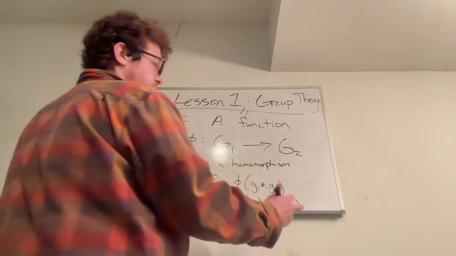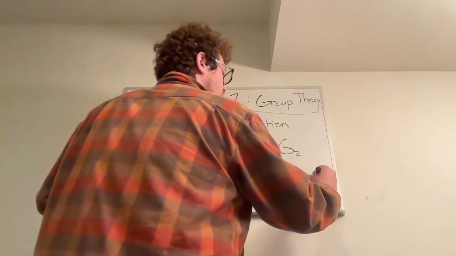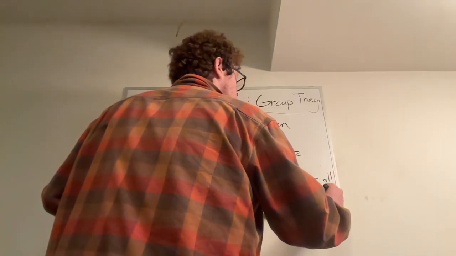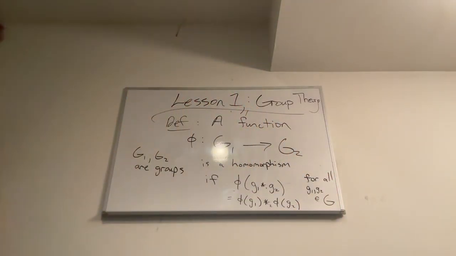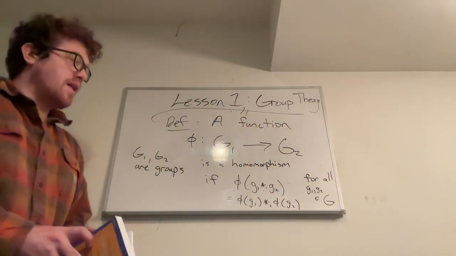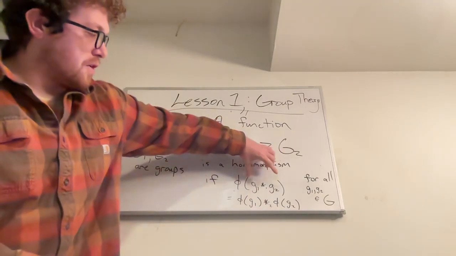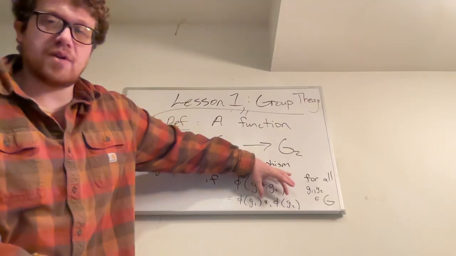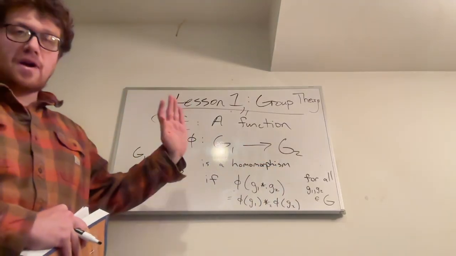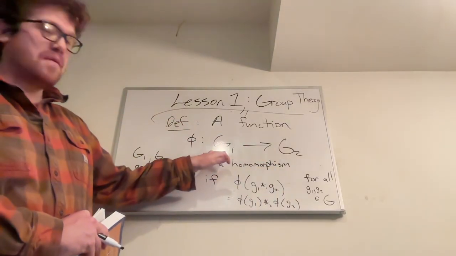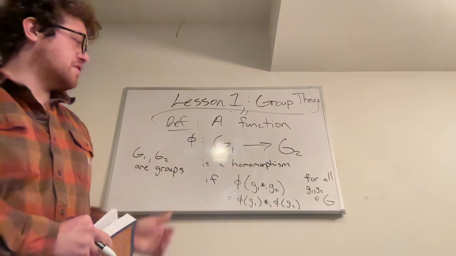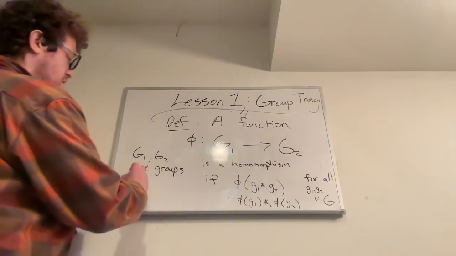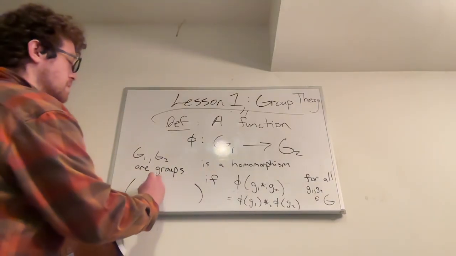So if this is true for all g1, g2, and g, that is, if it's true for every two elements, if I can multiply their product first and then send it through the function, it should be the same thing as sending them through the function and then applying the product on the output. If that's true for any two elements I can pick from G1, then we say it's a group homomorphism. This is just the definition of group homomorphism.